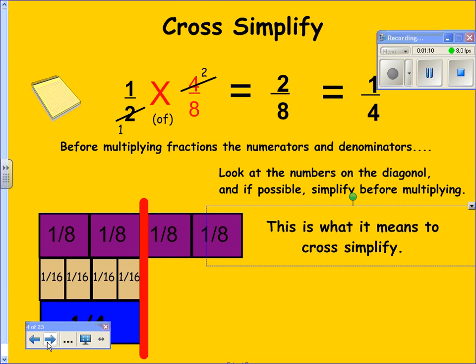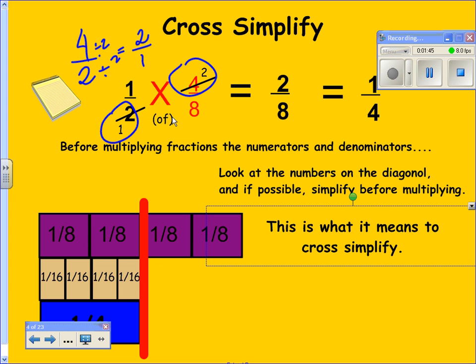Alright, so let's talk a little bit about cross-simplifying. Before multiplying fractions, look at the numbers on the diagonal between the numerators and denominators, and if possible, simplify before multiplying. So for example, on this question, 1/2 times 4/8. You have 4 and 2, and 2 goes into 4 2 times, so you can cross-simplify that almost as if it were 4 over 2. You can divide both by 2, and you get 2 and 1.